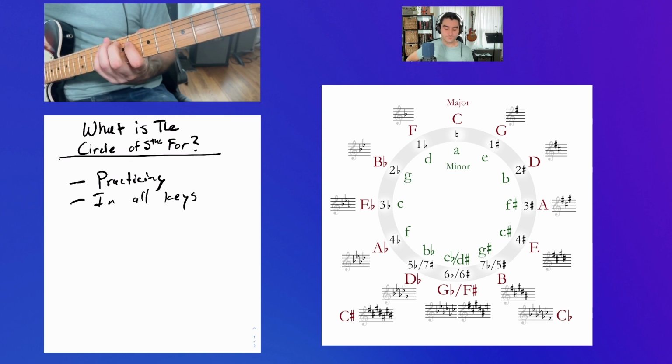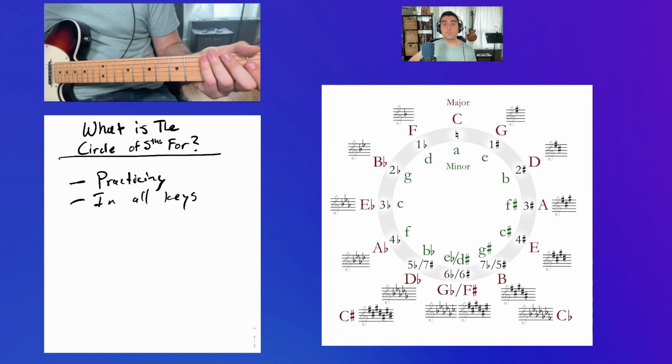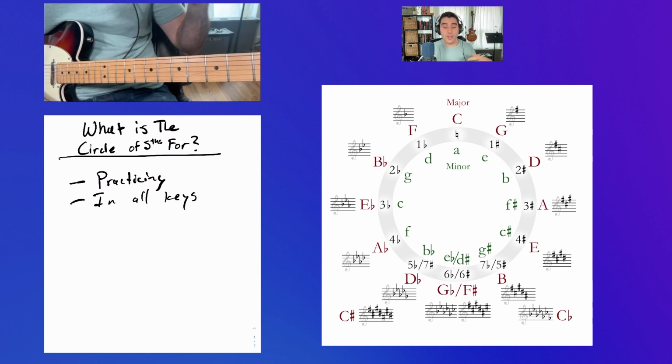And then E, and then B. So I'm not going to play every single key right now, but just want to explain to you that is a way that we can use the circle of fifths to practice all 12 keys.